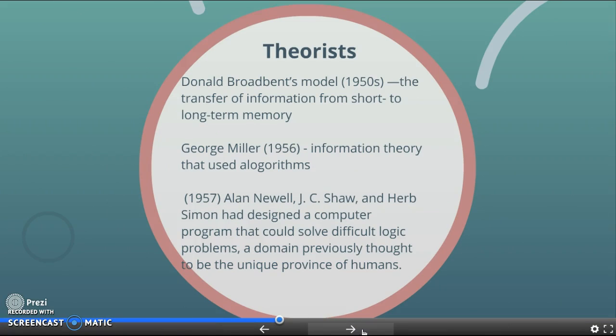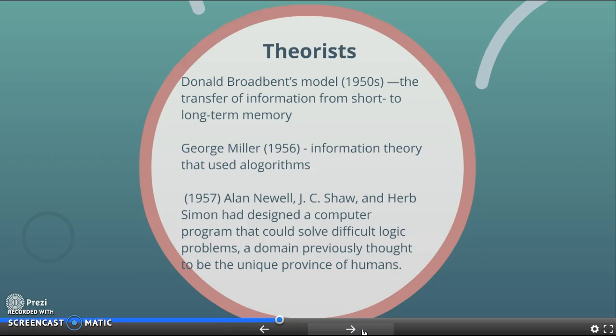Donald Broadbent's model was in the 1950s, and this was just the fact of the transformation of information from short to long-term memory. Many other theorists that we read about in our book touch on it later. George Miller in 1956 also thought about information theory and used algorithms with it. In 1957, Alan Newell, J.C. Shaw, and Herb Simon designed a computer program that could solve difficult logic problems, a domain previously thought to be unique to humans.